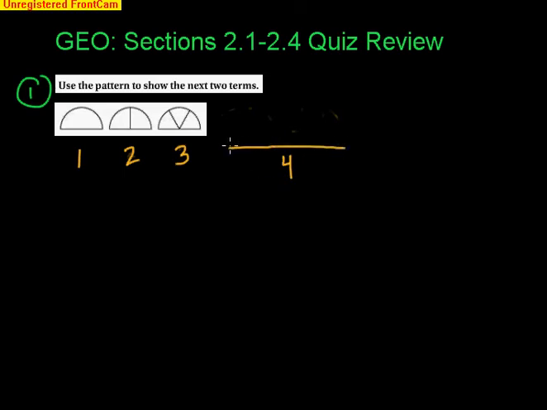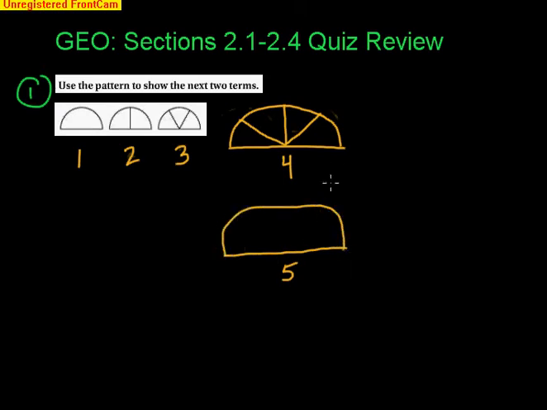So let's see if I can do this. I need to try to break this half circle into four equal pieces. 1, 2, 3, 4. There's the four pieces for this half circle. Now, what about the next term? Well, I assume that the fifth term is going to have 5 pieces. So we'll try it again, going a little bit smaller this time. 1, 2, 3, 4, 5. There are the number of pieces in the fifth term.